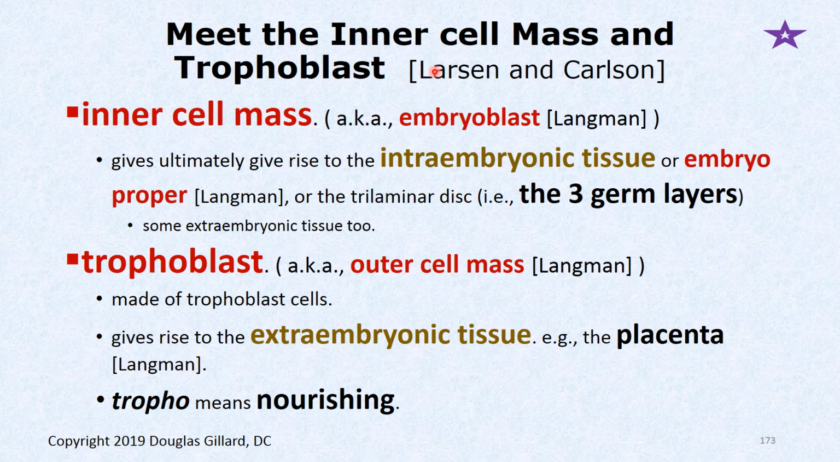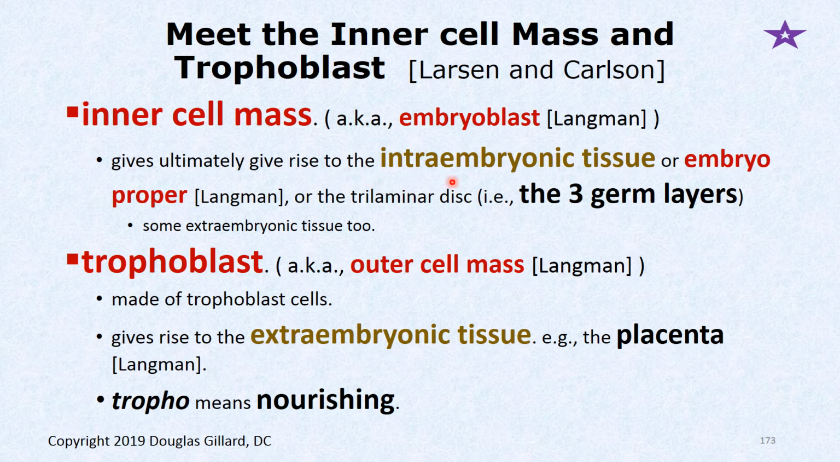So let's meet the inner cell mass and the trophoblast. The inner cell mass is also called another weird name that's only seen in Langman. I don't see it in any of the other books, but chiropractic students watch out, because that's fair game for boards. This inner cell mass is basically us. This is the little human. It gives rise to the 3 germ layers, which turn into the little human.